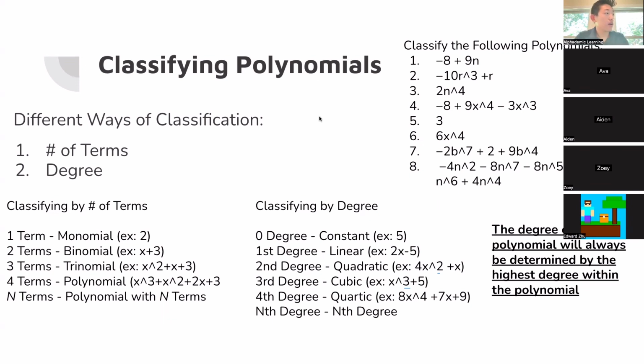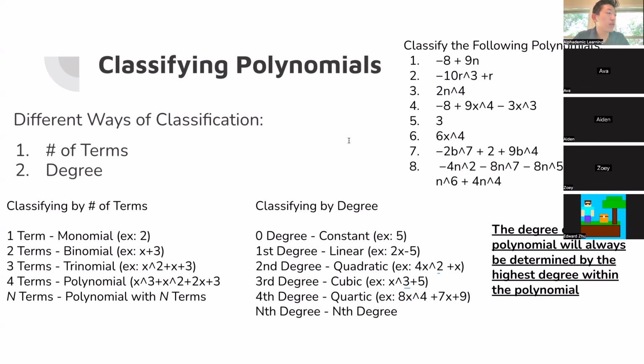All right, I see a few answers in the chat box, and I think a lot of them are correct. And I'll just quickly go over them. So for number 2, it would be a cubic binomial because it is r to the third power. So it would be cubic, and then it is a binomial because it has 2 terms.